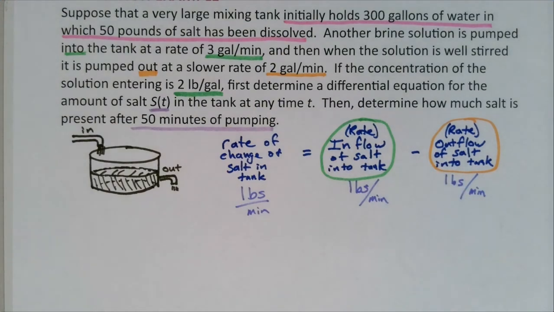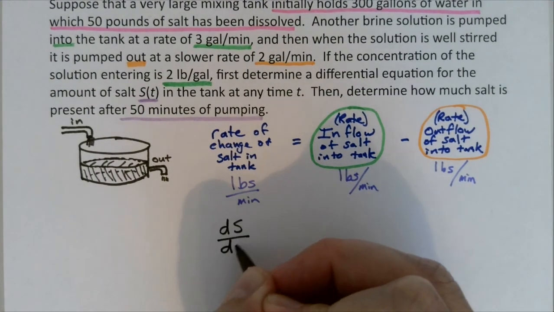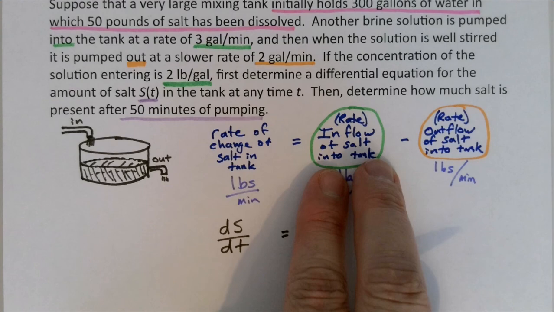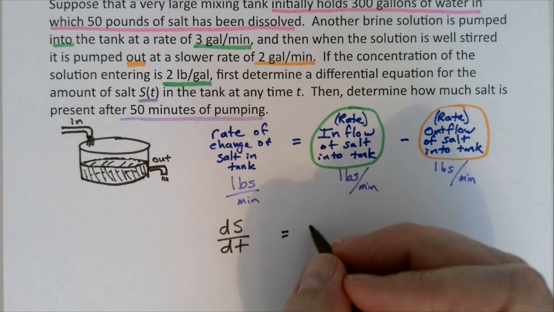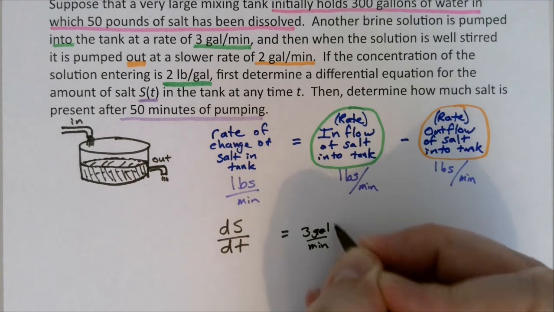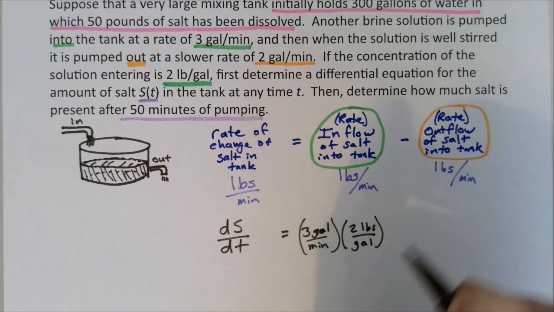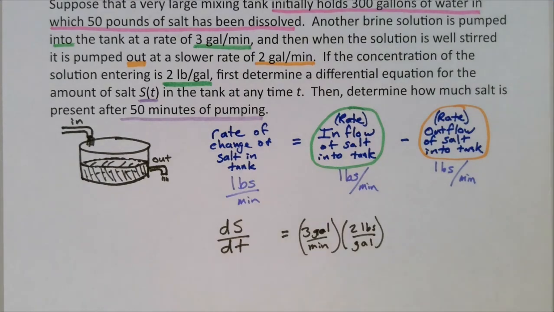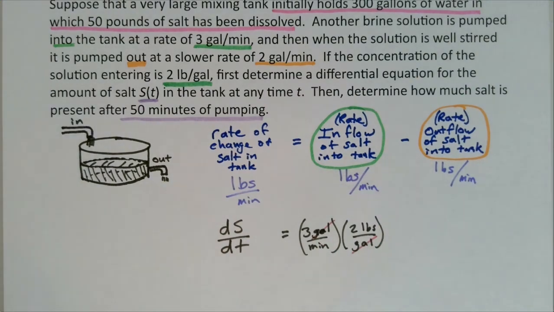So let's write this as a differential equation, and the next step is to kind of use variables and numbers. So this is going to be dS/dt on the left side. The right side is now going to be my inflow rate, which is 3 gallons per minute times 2 pounds per gallon, and those two multiplied together. If I do this right, then the gallons and gallons cancel and I get pounds per minute, and that's the way I want it. So that one's not too bad. That one's pretty easy. Just two numbers multiplied together. So this is going to be 6, just the number 6.